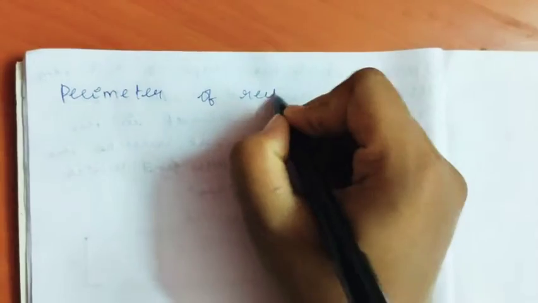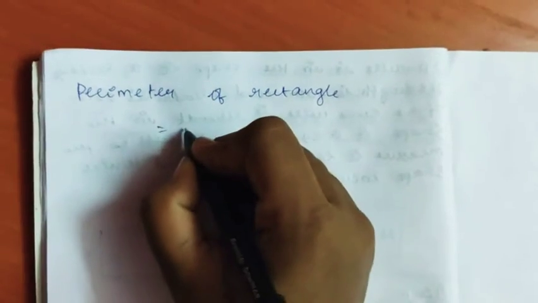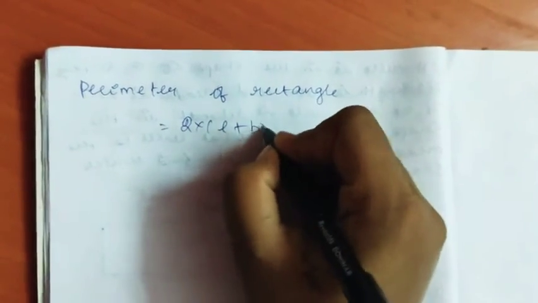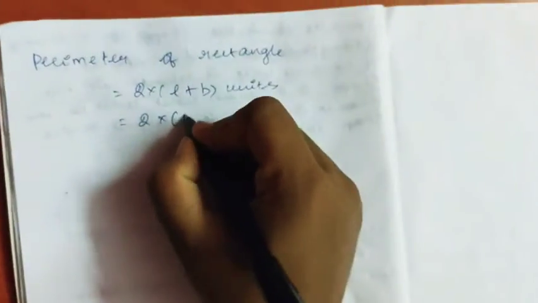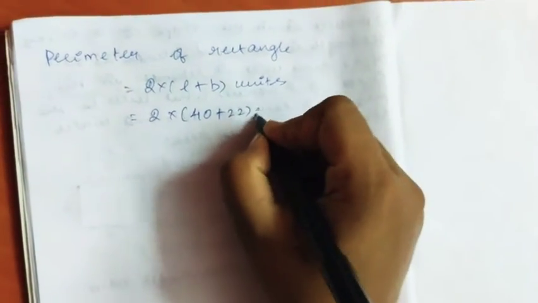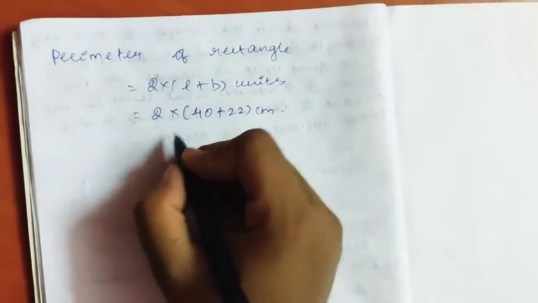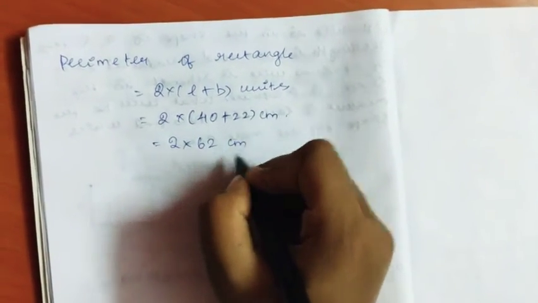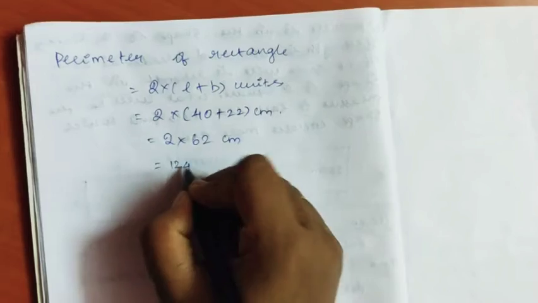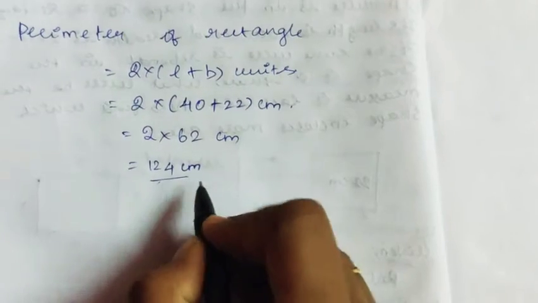Perimeter of rectangle equal to, what is the formula of perimeter of rectangle? 2 into (L plus B) units. We got length as 40 plus 22 centimeter. When we add these two, we will get 2 into 62 centimeter, which will be equal to 124. We got perimeter as 124 centimeter.